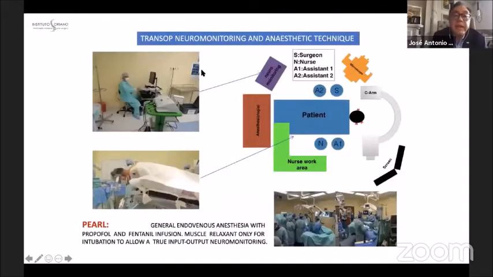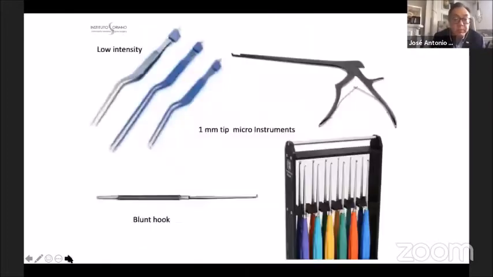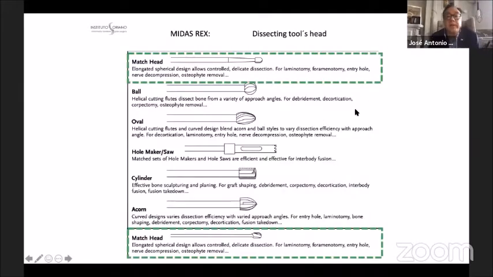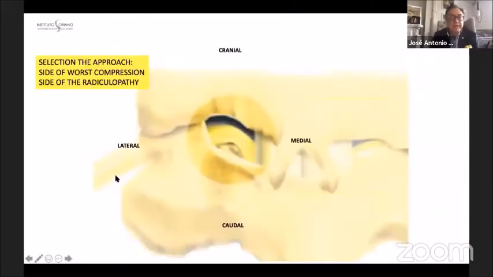The intraoperative monitoring is absolutely mandatory in 100% of the cases, and we need fine-tipped instruments and a tubular access system to complete the technique, including all kinds of instruments, angular, long, curved, compared with the open or traditional techniques. The bone dissecting tools are very important. In the selection, we prefer a match head with a smooth tip to not damage the dura, or preferably the Sonopet. The ultrasonic scalpel is better to dissect the bone in these cases.